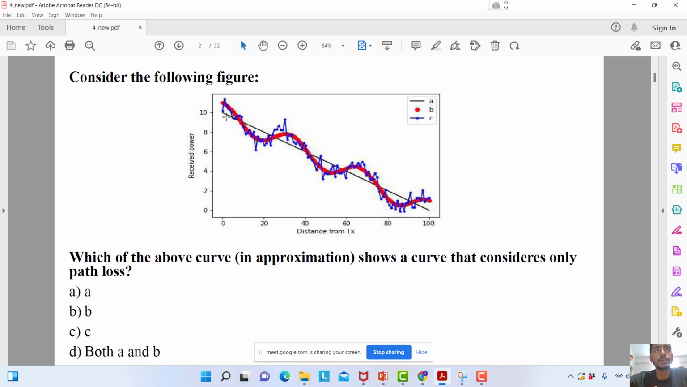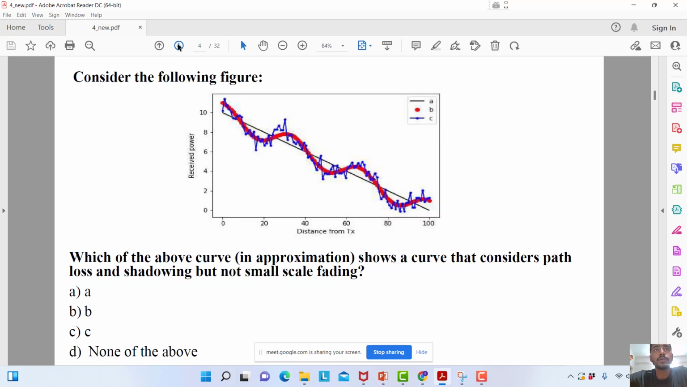For this question, option A is right. The black line shows the nature of path loss, that is, our received power decays as we increase the distance of the transmitter from the receiver. So A is the right answer.